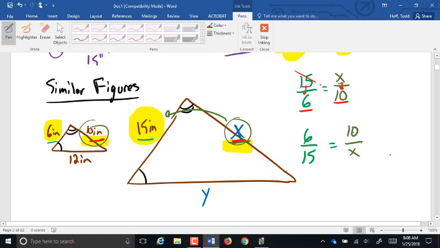Now I can find X. 15 times 10 is 150. Divided by 6 is 25. So X is 25 inches.